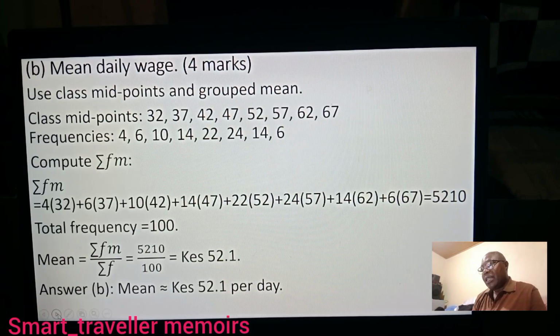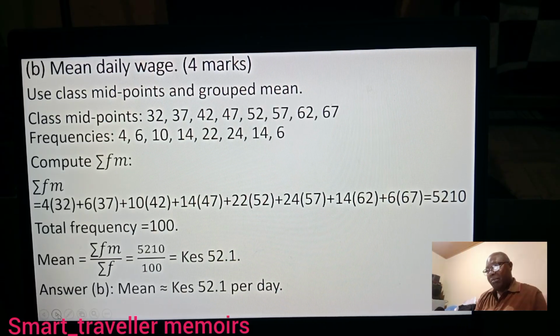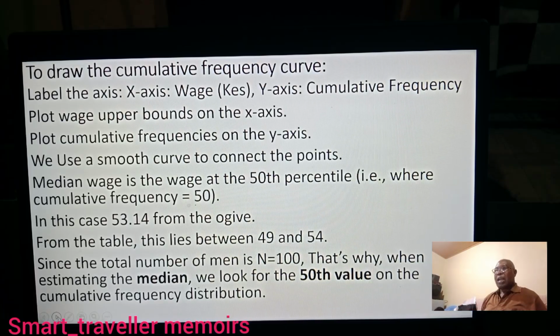So total frequency is 100, and it is known as sigma f. So the mean will be sigma fm, that is the sum of the values of frequency times midpoint, over sigma f, or the sum of the frequencies. That is 5210 over 100, and you still get 52.10, which is 5210 in Kenya money. So the answer, the mean, is approximately 5210 per day.